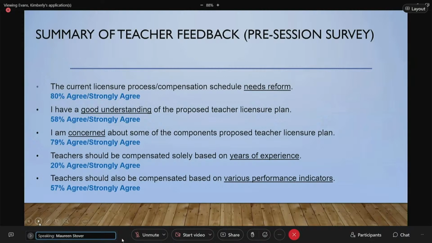Most teachers are pretty 50-50 on whether or not they have a good understanding of the proposed model. There are many teachers who had concerns about the components of the licensure plan. Most teachers did agree that we should be basing the compensation on something other than just experience. And most teachers, a little over 50%, agreed that we should be using various performance indicators to help compensate teachers in the roles that they fill in our classrooms.